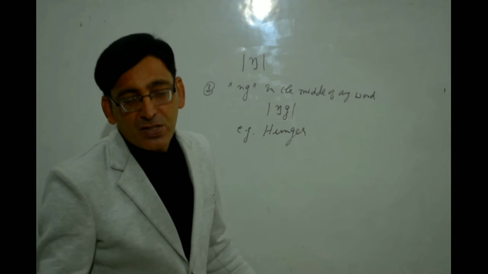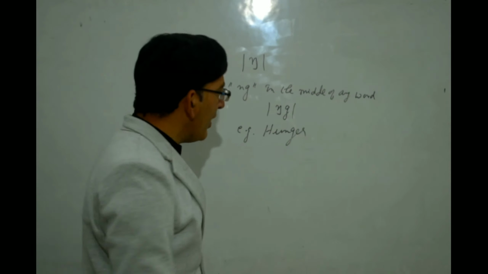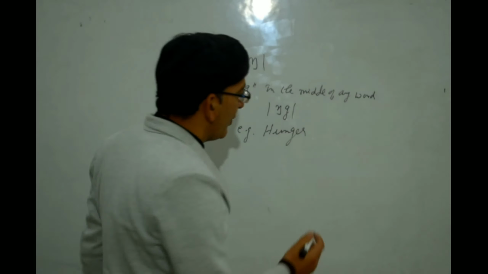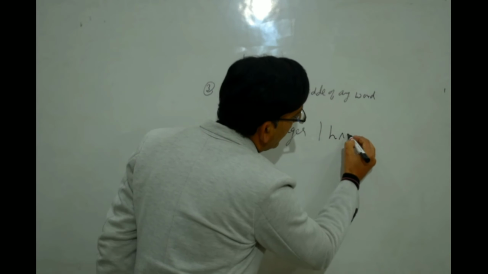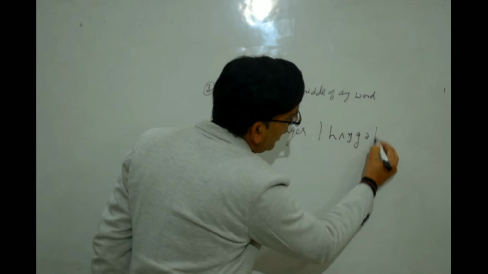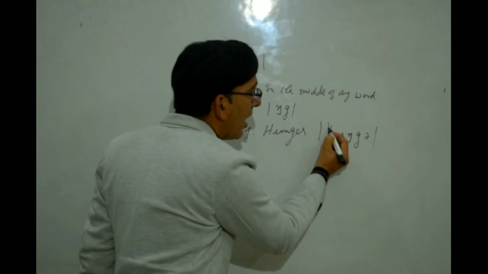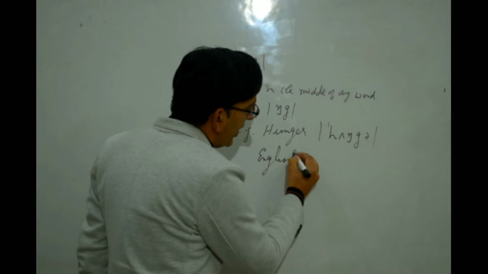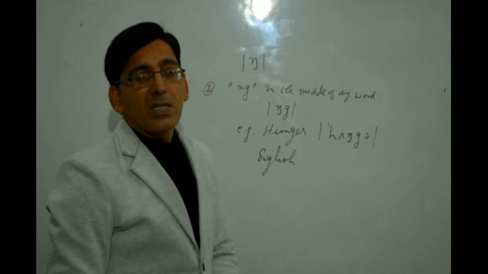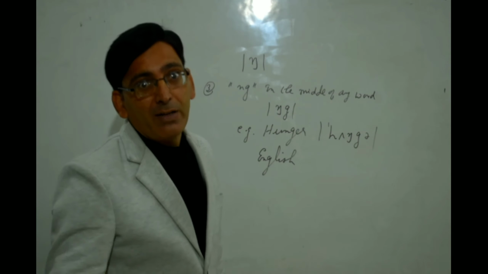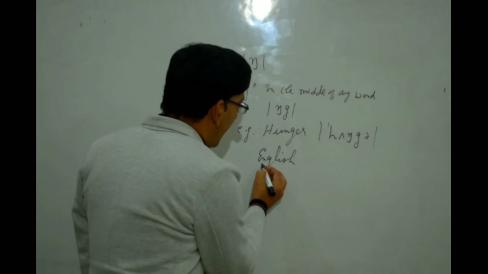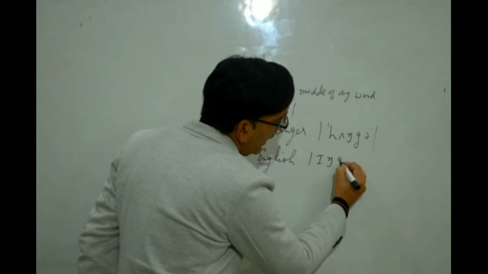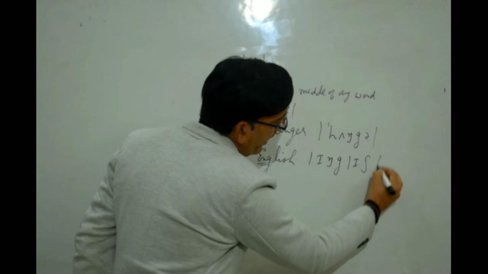It is not the first form. So how will you pronounce it? It will be pronounced as hung also. So how will it be pronounced? It will be pronounced as this one. Hunger. Just I want to give you one more example. This one. How do you pronounce it? It is pronounced as English also, because it is not a verb. So how do you pronounce it? English.